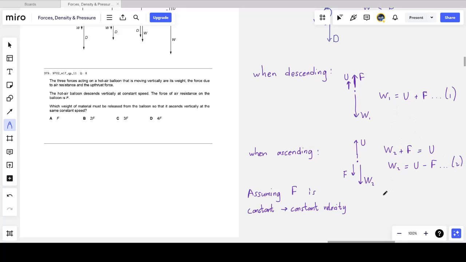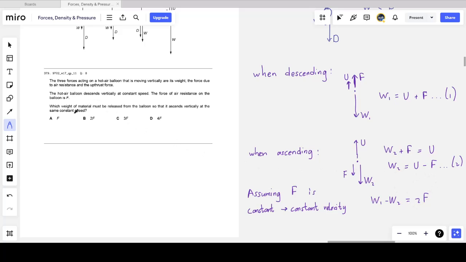But you can see I have two equations for the weight. Now the difference in weight is what I want, how much weight has been lost. So I'm going to say W1 minus W2. And I take equation 1 and subtract equation 2. The u's cancel. What I'm left with is F minus minus F, which is 2F. So the difference in weight for the balloon to ascend is 2F.